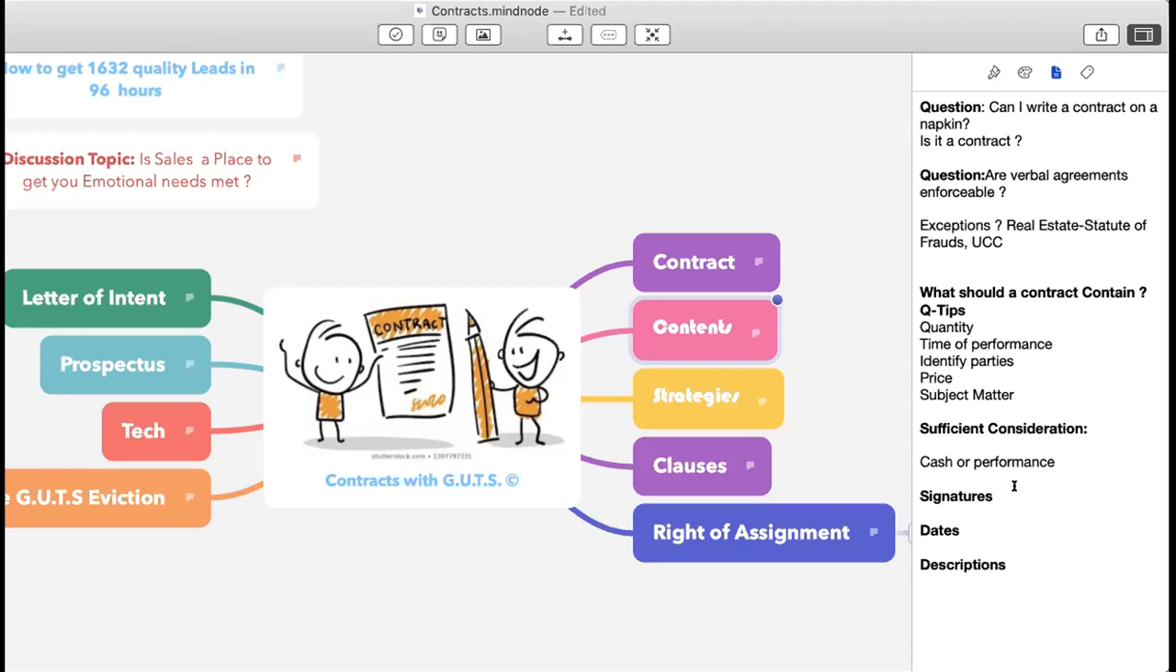12:30. Boom. Off the role play. That's kind of what I sound like there. I like to have fun and stuff, but that's the importance of having a signed, notarized, dated, sufficient consideration contract.